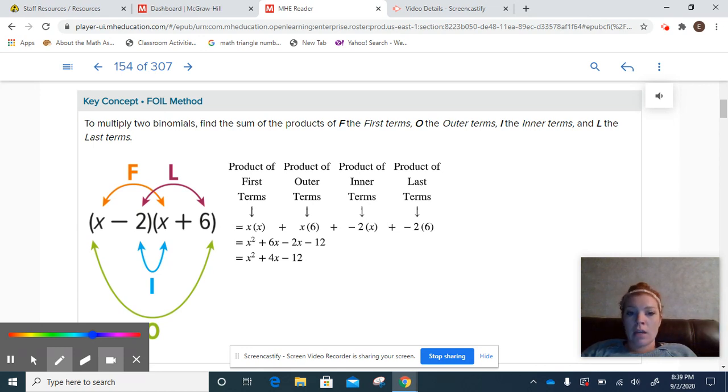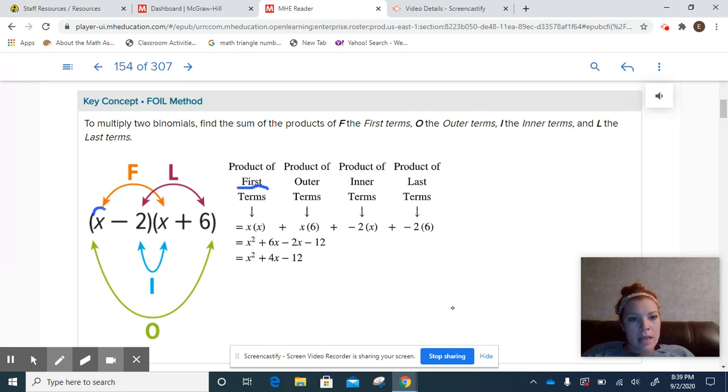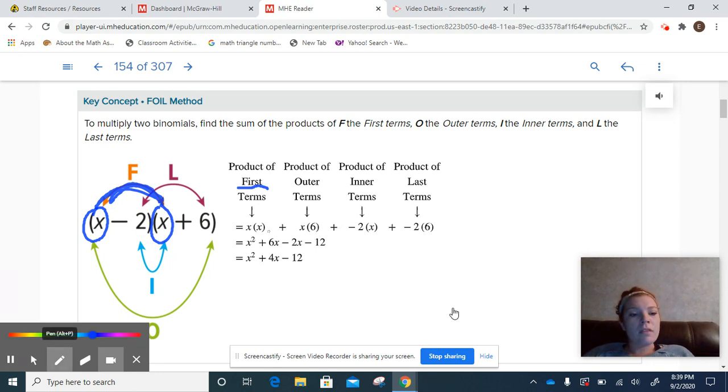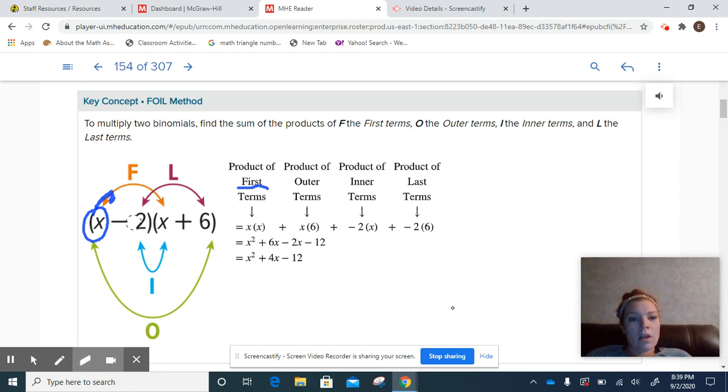FOIL is an acronym that helps you remember the organization of the four pieces. So the F stands for first. What that means is that you multiply the first two terms of each binomial. So in this case, that is the X and the X. Those are the first two pieces. Okay, they did that right here. It is the X times the X there. Okay, I'm going to erase this as we go.